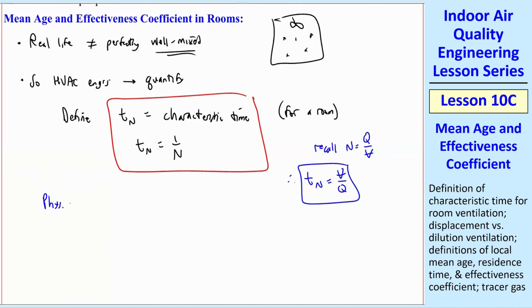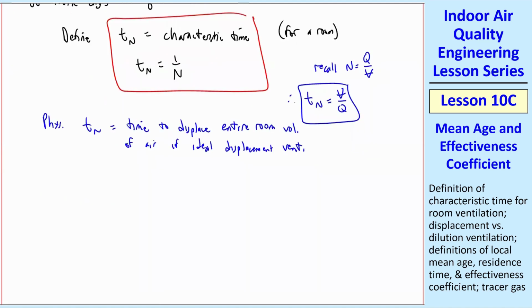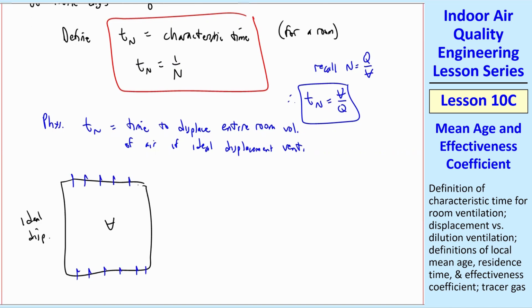Physical explanation for this is Tn is the time to displace an entire room volume of air if there is ideal displacement ventilation. What I mean is this: if you have ideal displacement ventilation, suppose you had a clean room where you're bringing in flow from the bottom and it comes right out the top perfectly evenly, so you have kind of a piston of fresh air that's coming in, and in one room air change, it displaces the entire volume. So Tn would be the same time as it takes to remove all that stale air. So that's an ideal case for displacement ventilation.